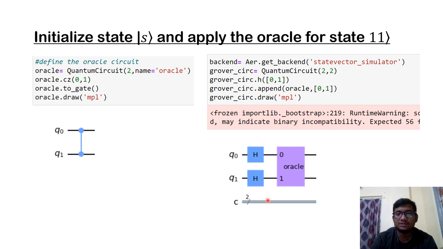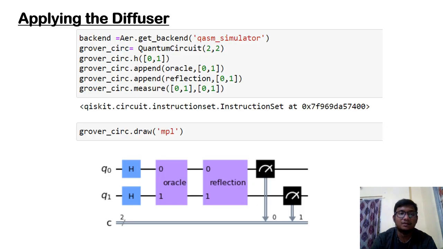Then in the initial process, we apply the Hadamard to all the qubits. The quantum circuit 2-2 means we have taken 2 qubits, and Hadamard is on 0 and 1. So here is the Hadamard 0 and here is the Hadamard 1, and then there is the oracle that we have drawn. Then we apply the diffuser function. Inside the diffuser function, remember the reflection and then amplitude multiplication. These things have been done here. So these are the things for the Grover circuit.